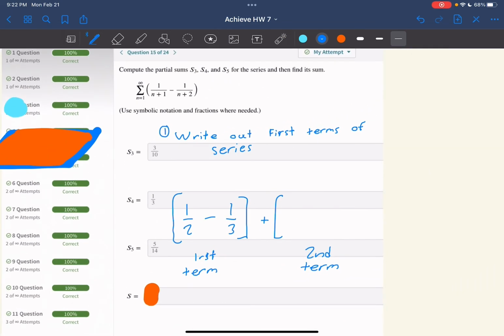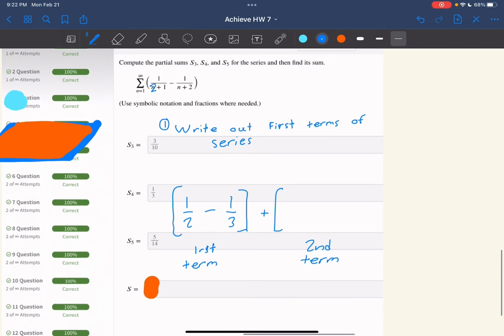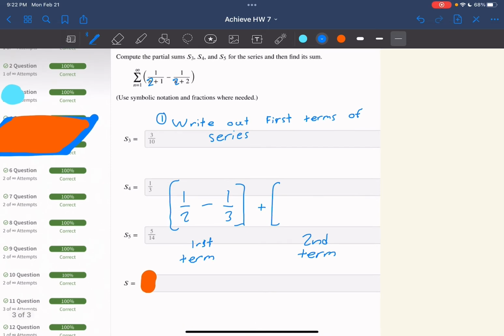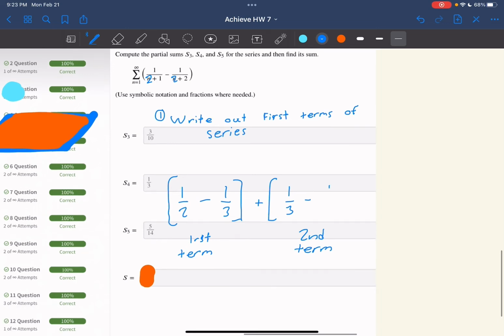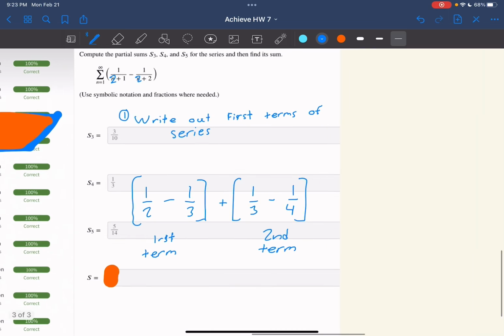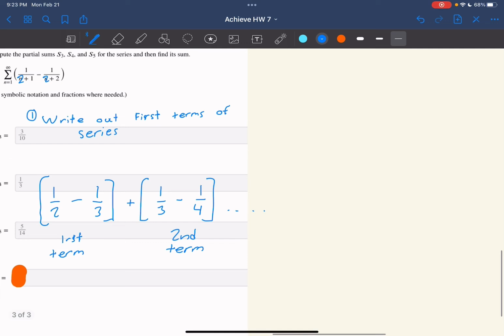Now we plug in 2. So we plug in 2 to n, and we plug in 2 to n. So you have 1 over 2 plus 1, which is 1 over 3, minus 1 over 2 plus 2, which is 1 over 4. So essentially we're going to keep adding this, and now we want to look at our n minus 1 term.